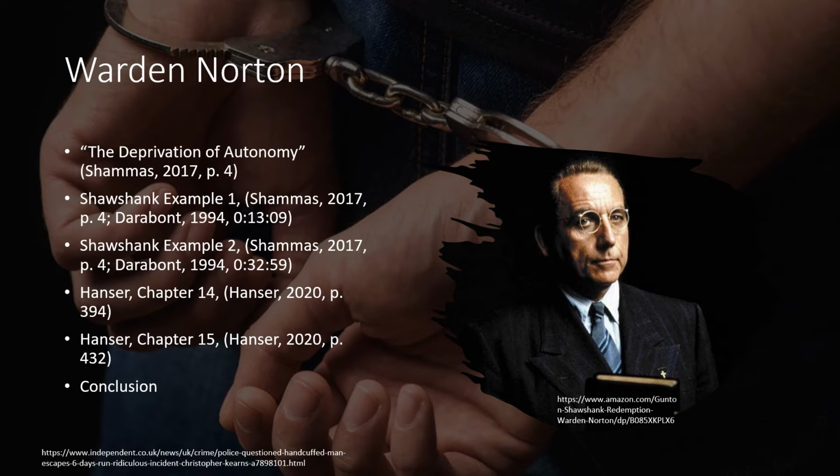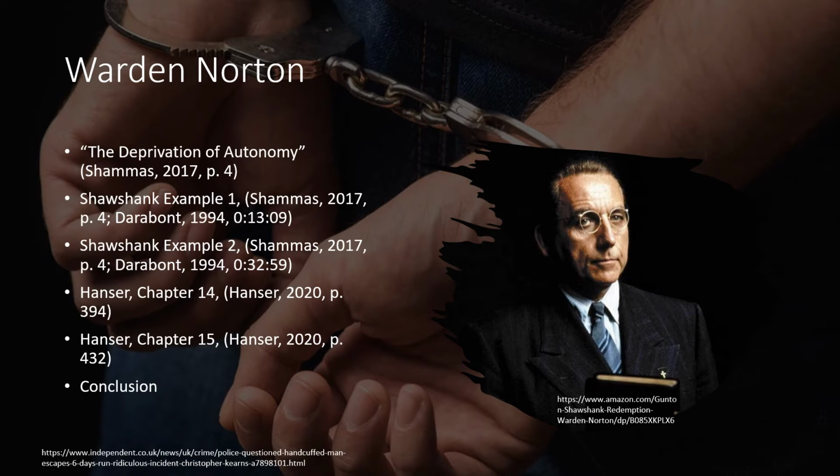The second Shawshank example comes from Darnbolt, 1994, 32 minutes, 59 seconds. This is where essentially the warden is giving out a special assignment to prisoners to resurface the roof on top of the prison. This essentially is giving them a small amount of freedom, giving them a small amount of their autonomy back through the resurfacing of the roof.